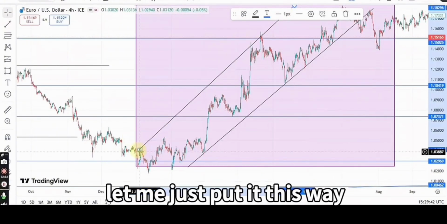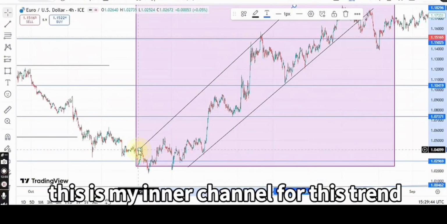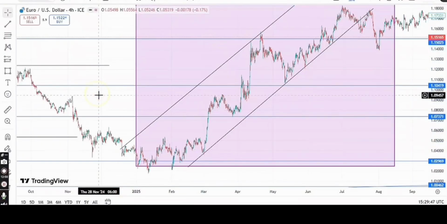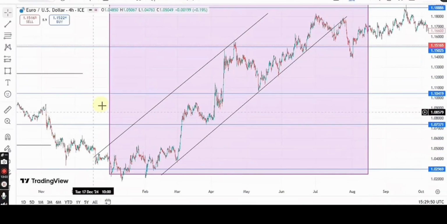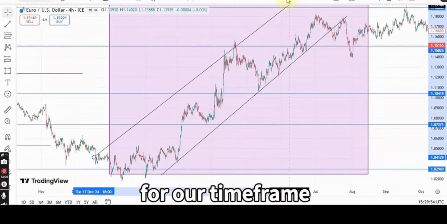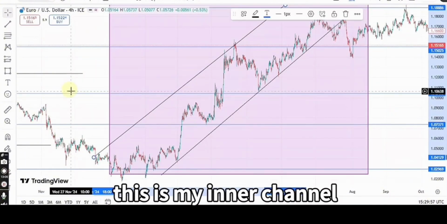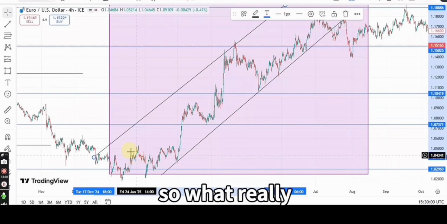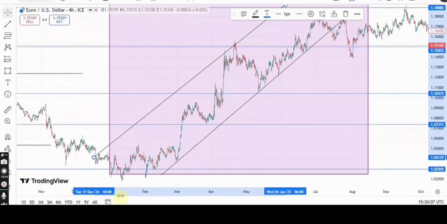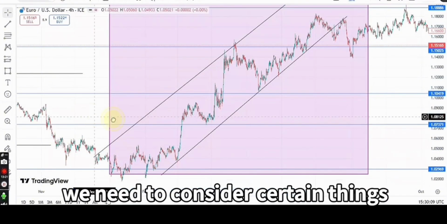Let me just put it this way. This is my inner channel for this trend. In 4 hour time frame, this is my inner channel. So what really happened here? How did you know that the market is about to change and we have to get in? We need to consider certain things.